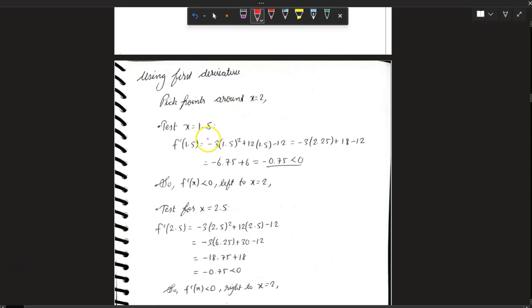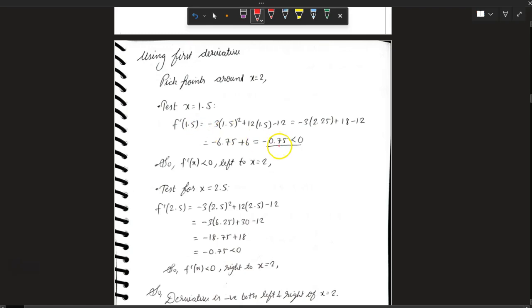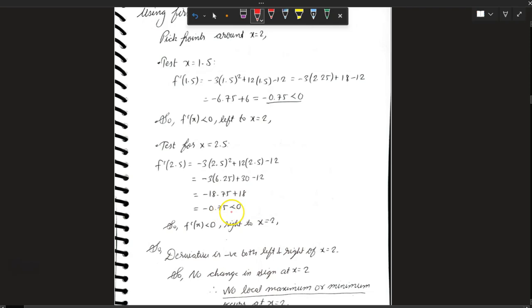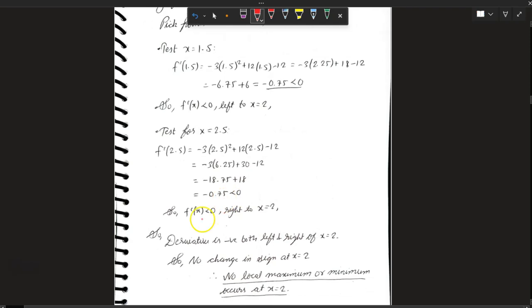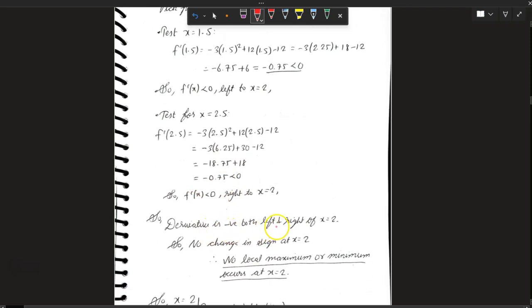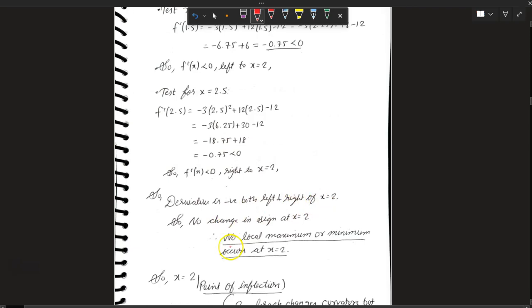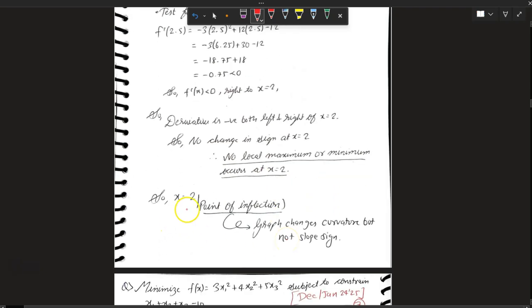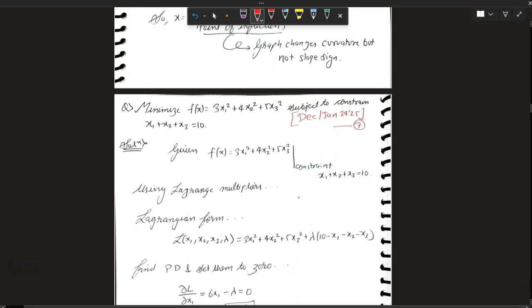Okay, so let's take 1.5. If you take 1.5, it is negative. If you take x is equal to 2.5, it's also negative. So derivative is negative both to the left and right of x is equal to 2. Therefore no change in sign at x is equal to 2. So no local maximum or minimum occurs at x is equal to 2. So x is equal to 2, what is it? It is a point of inflection, where the sign is not changing. Okay, you can also say it's a saddle point.